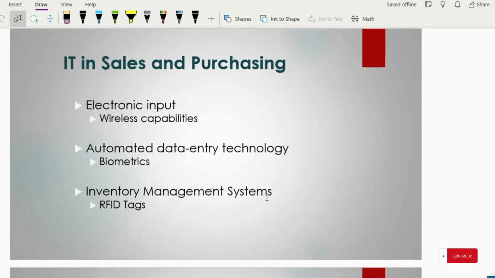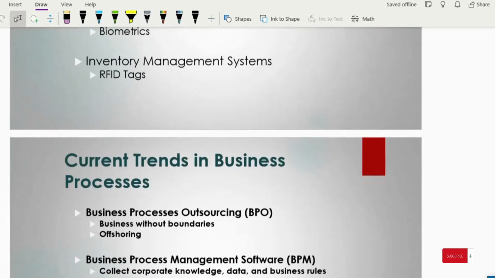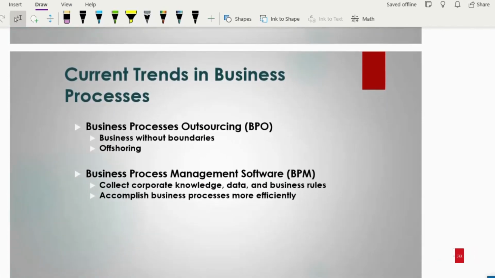Inventory management systems are there, which have the ability to read RFID tags. In any workplace where you are working, you will find that different items, furniture, or stock items have a code on them which tells when it was purchased. So when you read that coding with the help of a machine, you can find out the details about that inventory item. This is all possible because of the use of IT in the sales and purchases process.